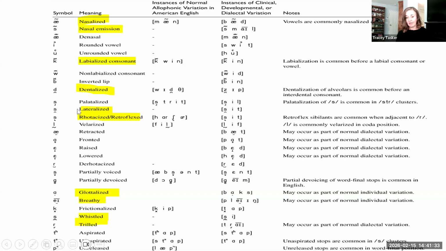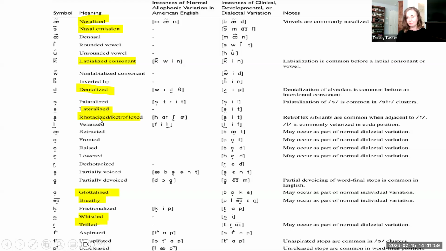Likewise, if they have a lateral lisp, it's a different type of lisp than a dental or interdental lisp. Lateralized means that air is coming over the sides, and it gives the sound a slushy quality. So they might sound slushy when they use their s's and sh's and other fricative sounds. That would be a lateral lisp.